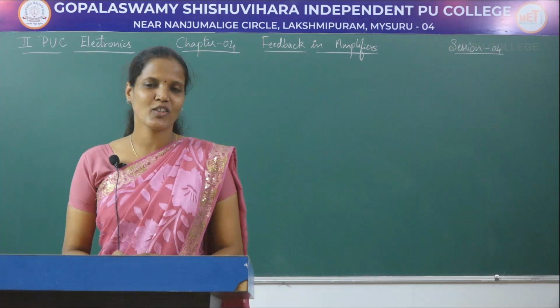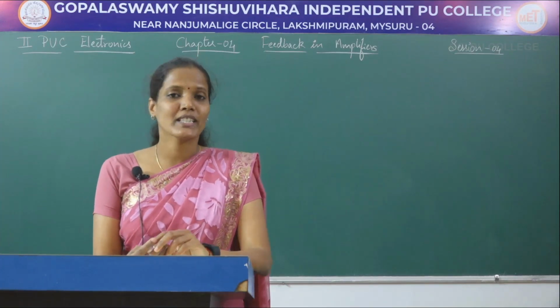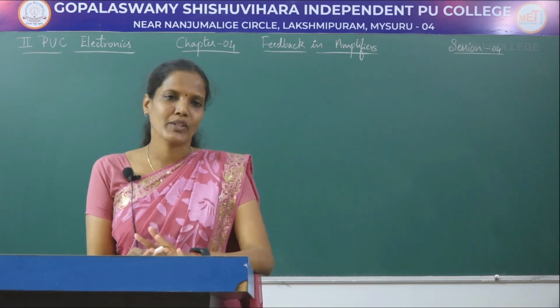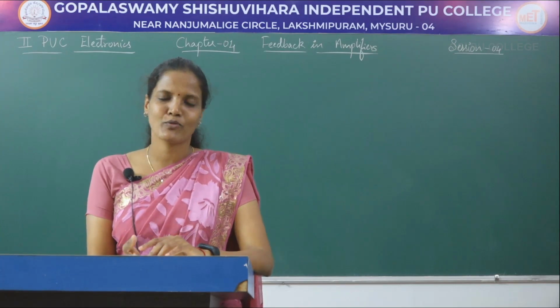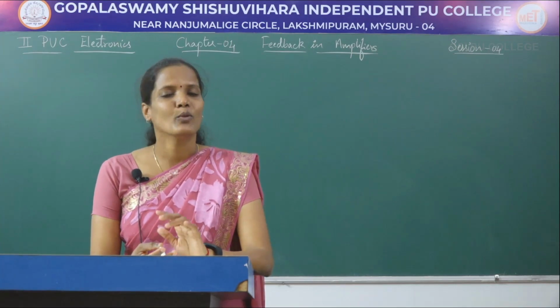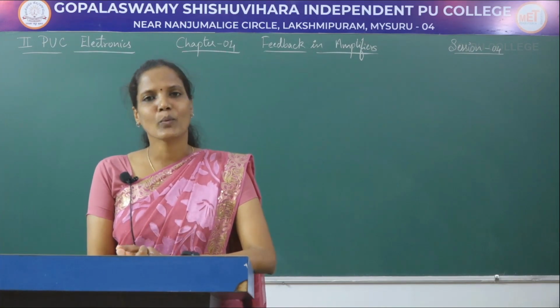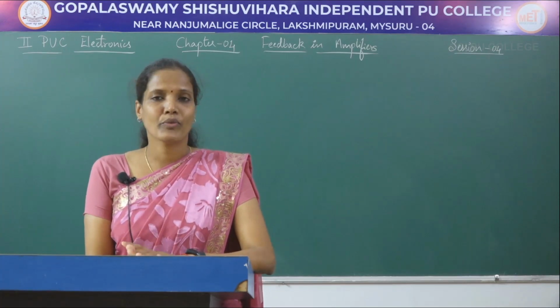This is the fourth session of the fourth chapter, feedback in amplifiers. In the last three sessions we discussed what exactly is the meaning of feedback, different types of feedback and different types of negative feedback, and we also derived an expression for the voltage gain of a voltage series negative feedback. In today's session we will be dealing with the input impedance and the output impedance of a negative feedback circuit.